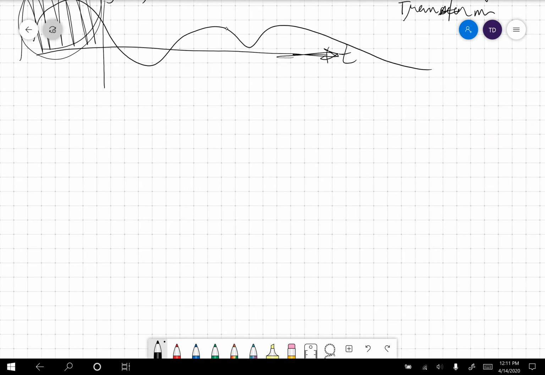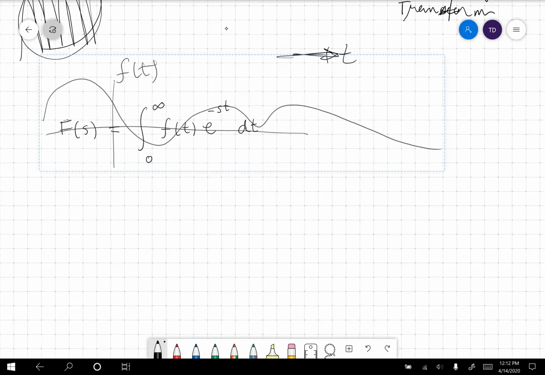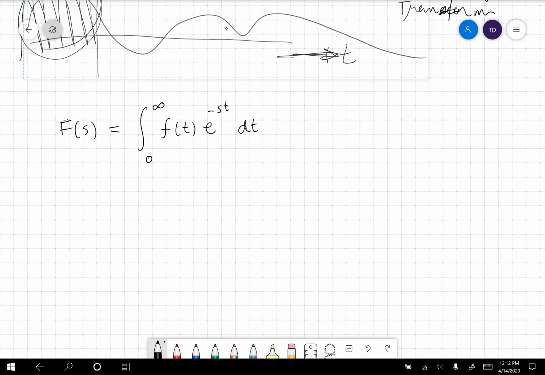Now, I'm going to rewrite this again. So F of s is defined to be the integral from 0 to infinity of f of t times e to the minus st dt. So up here, I was starting to tell you there are some interesting things that are going on.